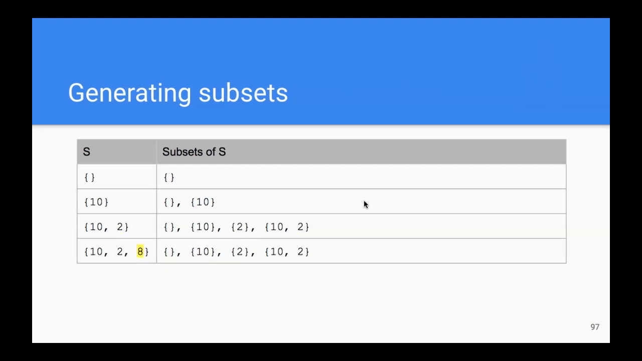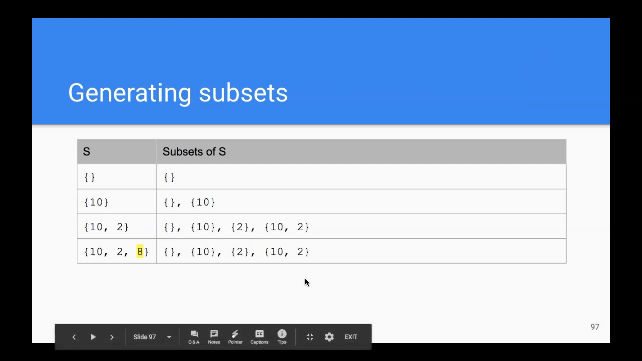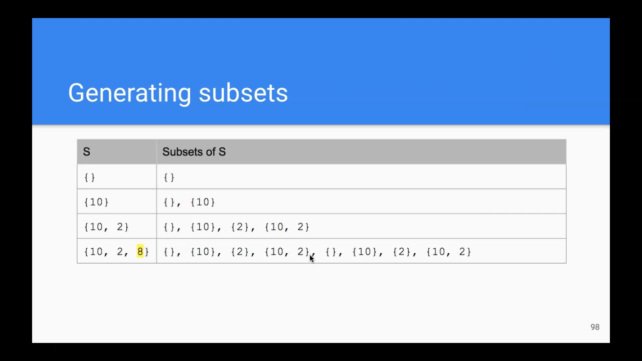What if S is expanded again? Now we're adding an additional number 8 to it. The same thing happens. We keep the original subsets from the previous S, we duplicate all those subsets, and we add the new item 8 to each of these new subsets. Now we have 8 subsets for the expanded S.